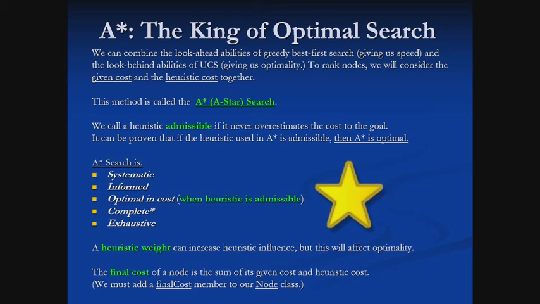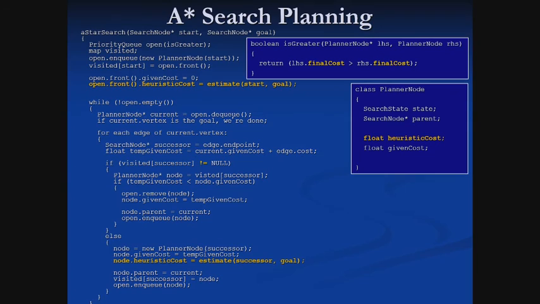So if we go look at our algorithm, we're actually starting from something very similar to the uniform cost. We do have the is visited, where we check if we found a better path to a given node, or we throw it out if not. Our is greater than for our priority queue is now sorting by final cost instead of given or heuristic. And our planner node actually has both heuristic and given cost. And we'll add final cost as well so that we can sort by that.